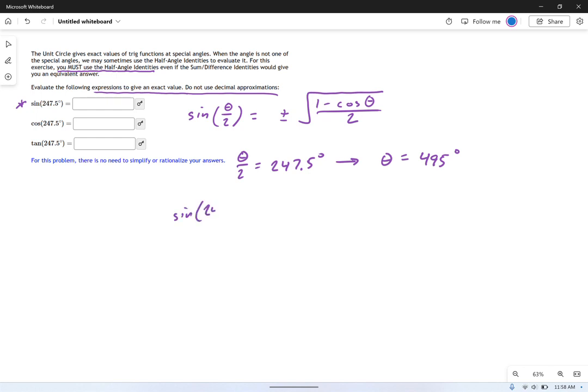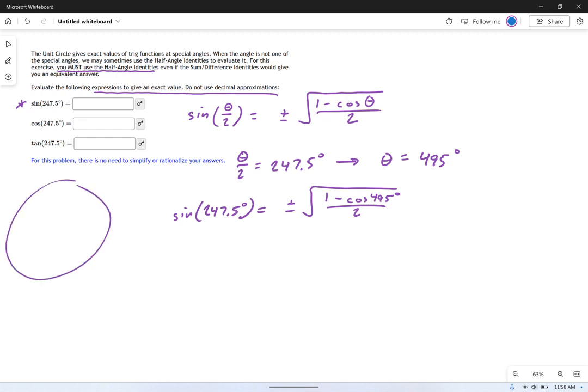That means sine of 247.5 degrees is going to be equal to plus or minus the square root of 1 minus the cosine of 495 degrees over 2. Well, not many people know what the cosine of 495 degrees is, but many people know what coterminal angles are. If this is my unit circle, and I say, where's 495 degrees on it? Clearly, it's more than 360. So we can just drop 495 down by 360, and we get 135.